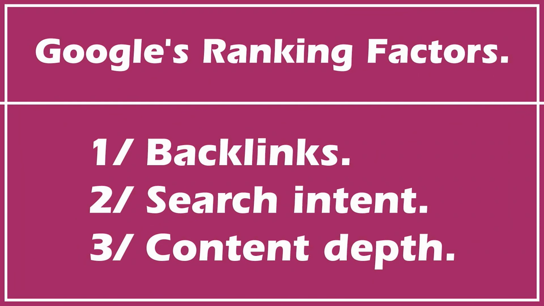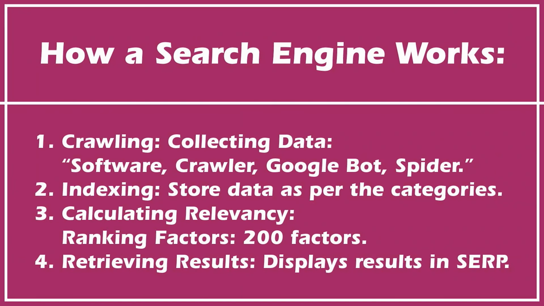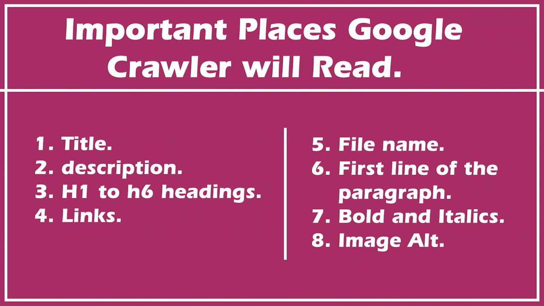Google's ranking factors: backlinks, search intent, and content depth. How a search engine works: 1. Crawling. 2. Indexing. 3. Calculating relevancy. 4. Retrieving results. Important places Google crawler will read: title, description, H1 to H6 headings, links, file name, the first line of the paragraph, bold and italics, image alt.